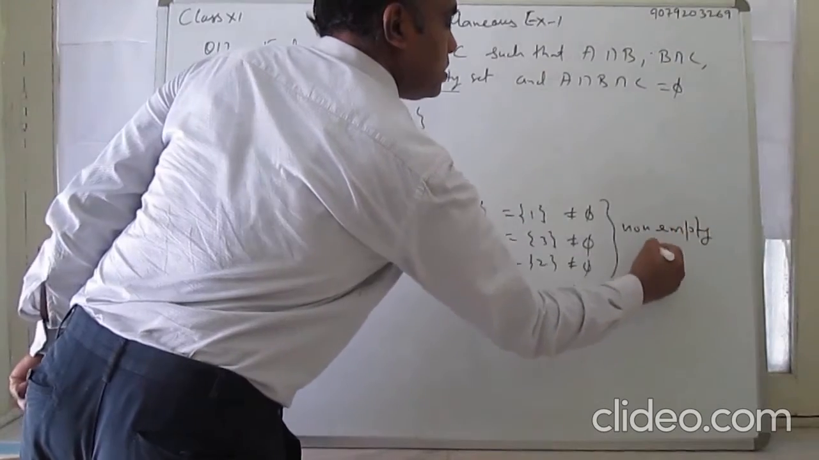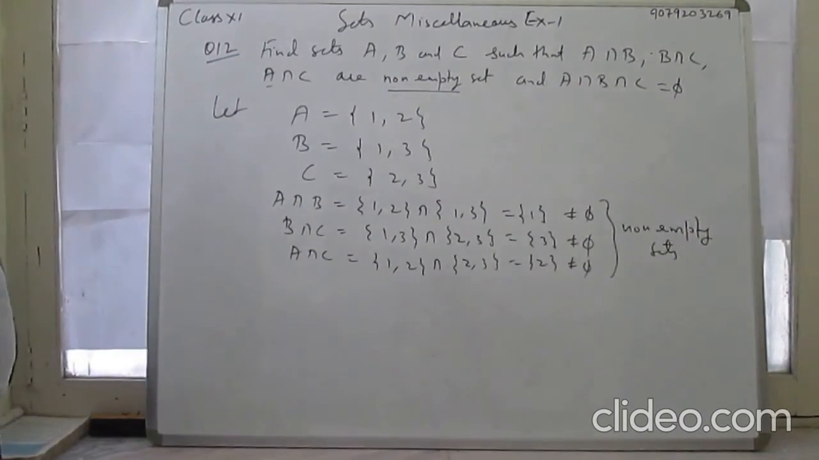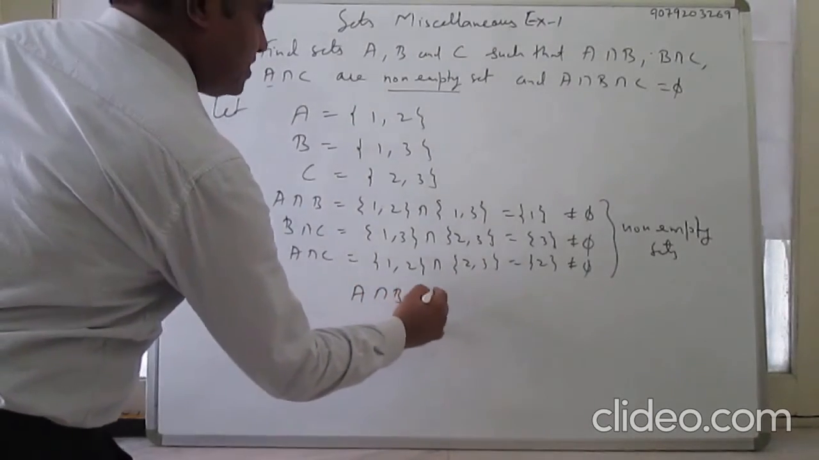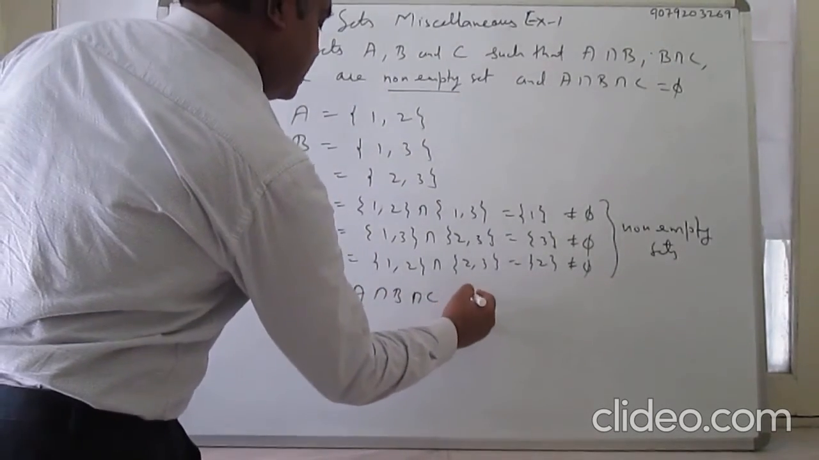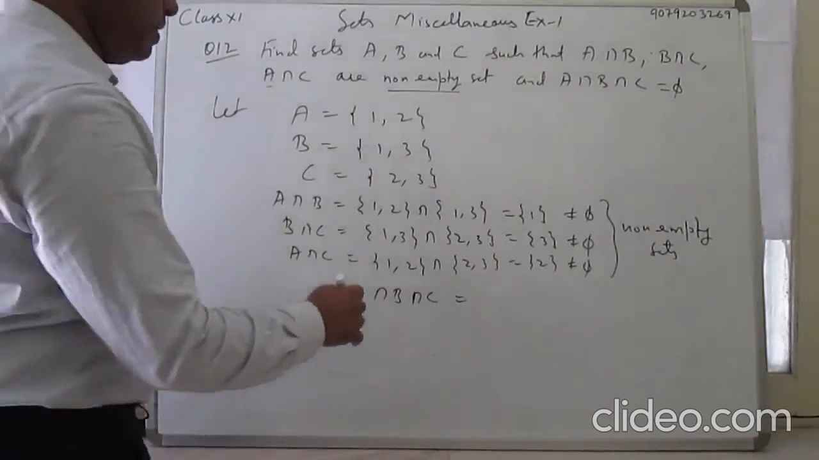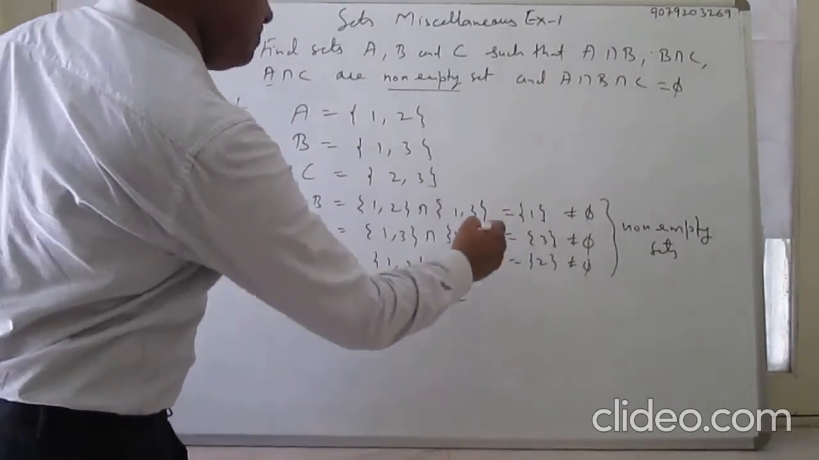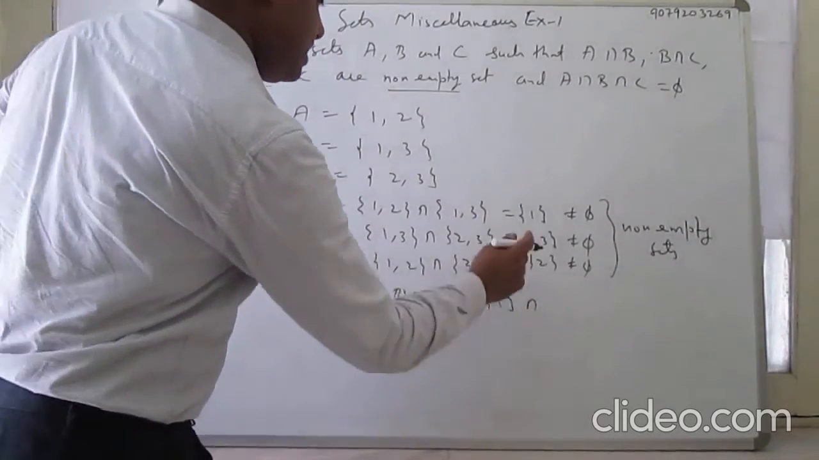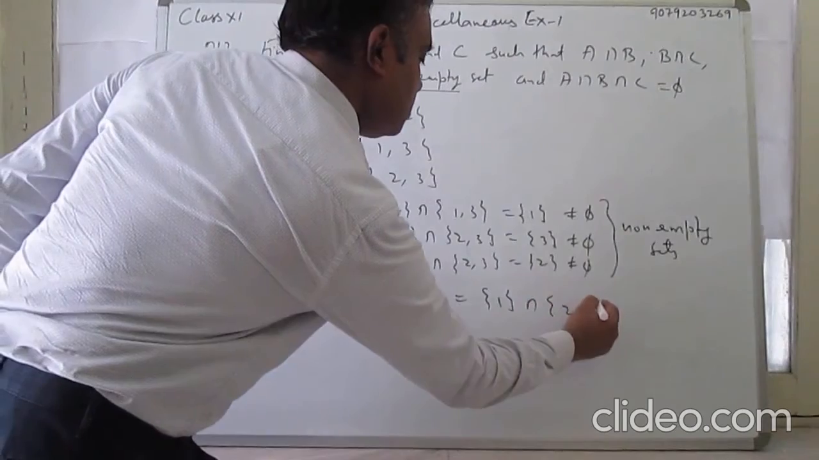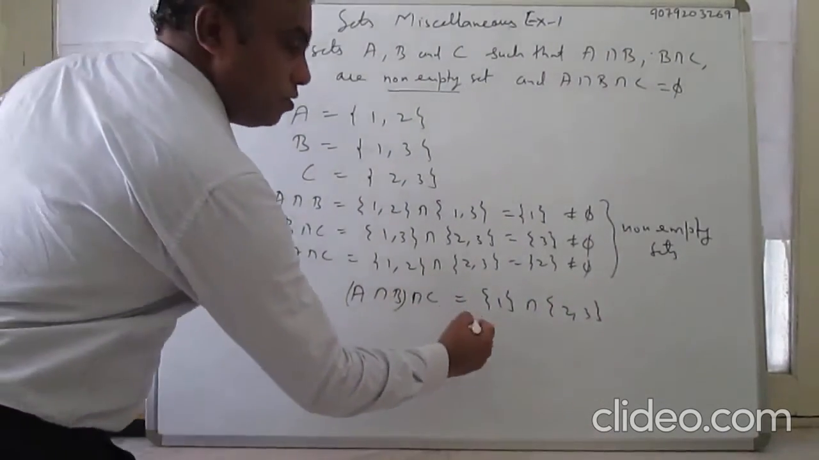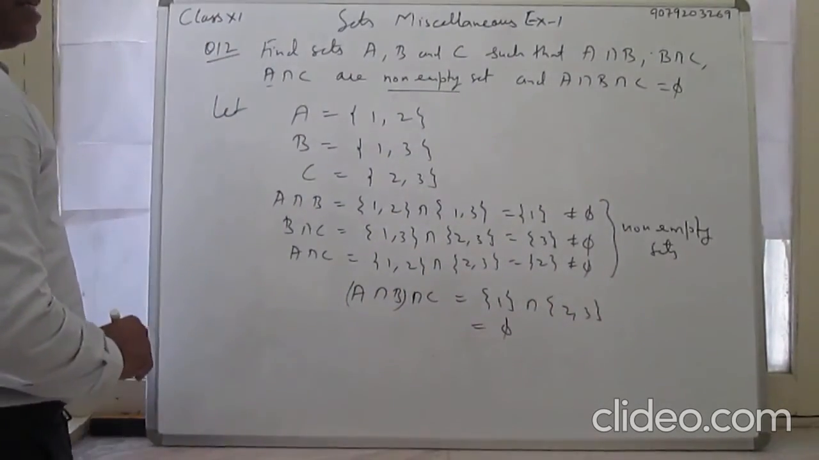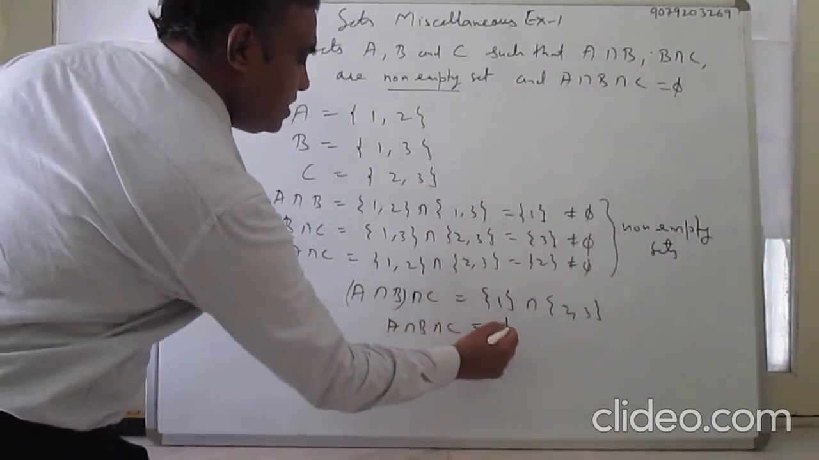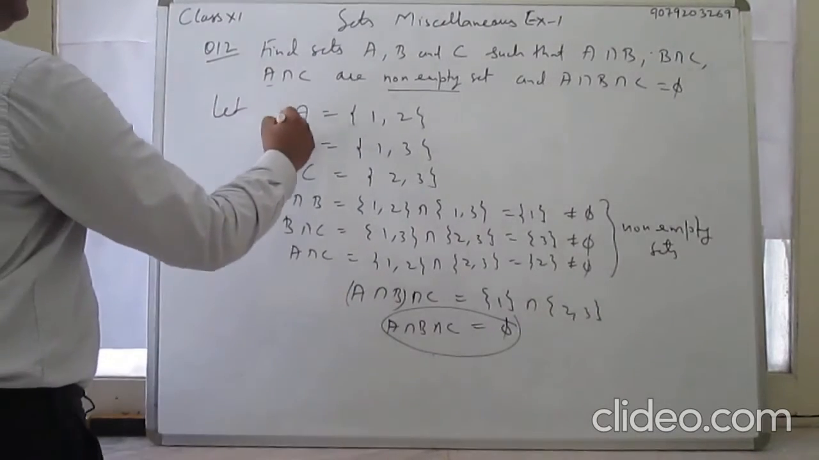Non-empty sets. Now check relation A intersection B intersection C. What was A intersection B? 1. Intersection C is 2 3. So 1 intersection 2 3 is equal to null set 5. There is no common element. So it is 5. We can say that A intersection B intersection C is equal to 5. So these are 3 sets.